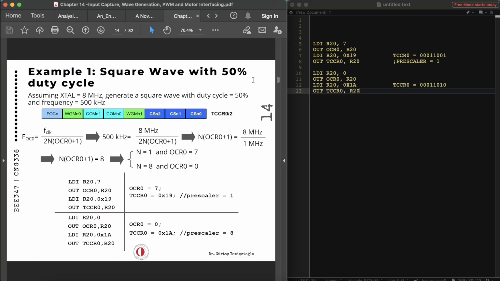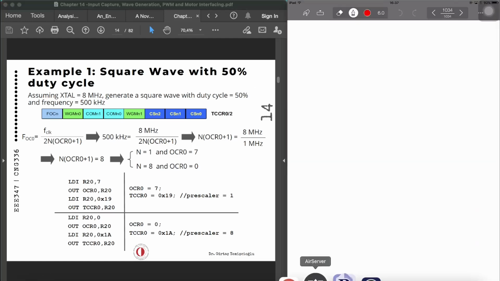Now, I just want to show you how we can do it. So for example, let's say I have got two waveforms. This is TCNT0, 0 to hex FF, and we have got OCR0.